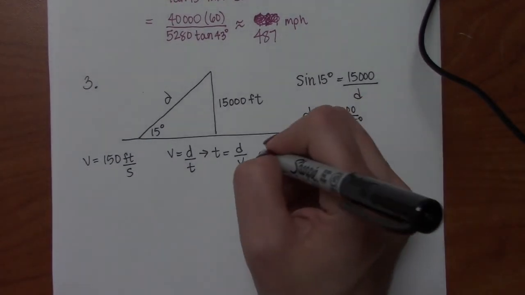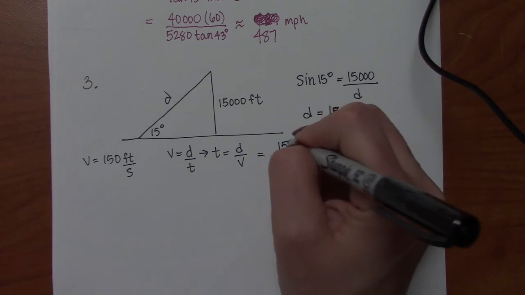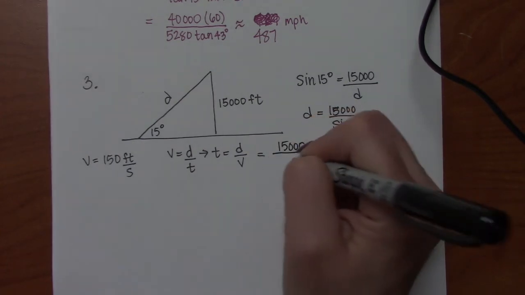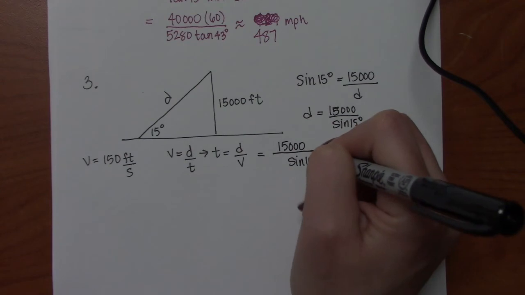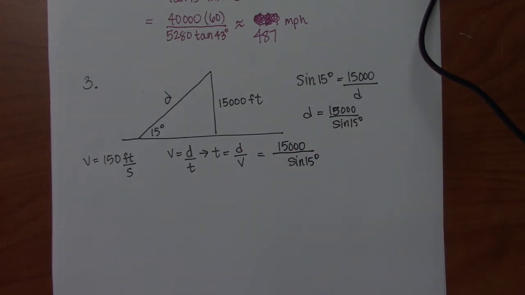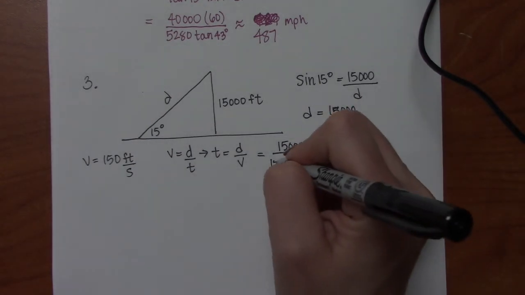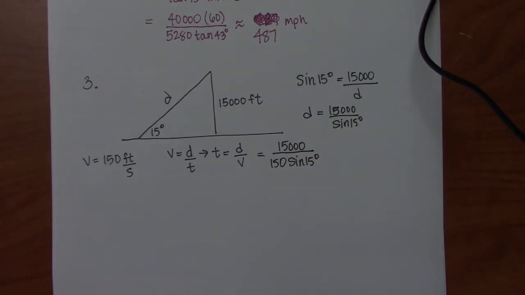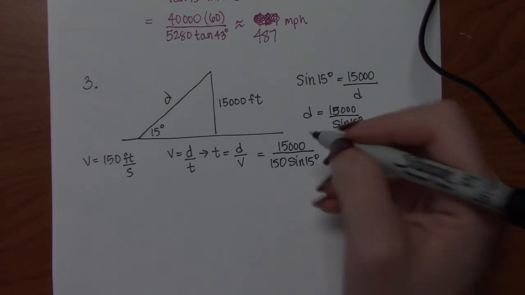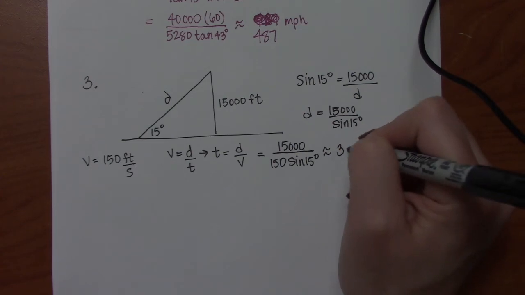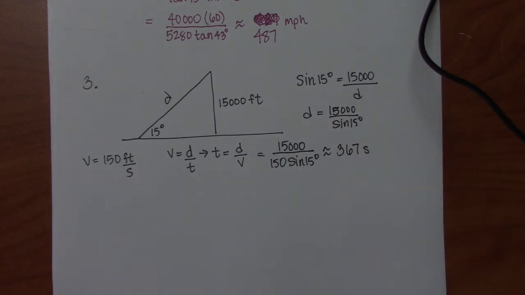So now to get the time, we're going to plug D into the numerator. So there's D. When I divide a fraction by a constant, the constant ends up in the denominator. So my 150 is going to end up right there. So if you typed it all in and then hit divide, that's what would happen. And this works out to be about 367 seconds.